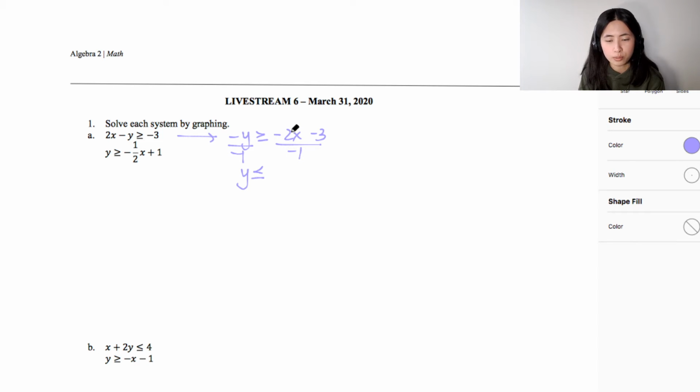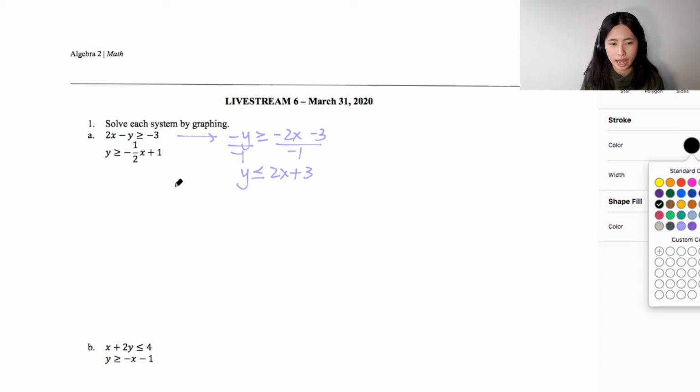And for your slope, this would then be just positive 2, so 2x, and this is positive 3. So as you can see, y is now less than or equal to 2x plus 3. And because the second equation has actually been written in slope-intercept form, we don't really need to do anything except graph it. So let's go and graph this.